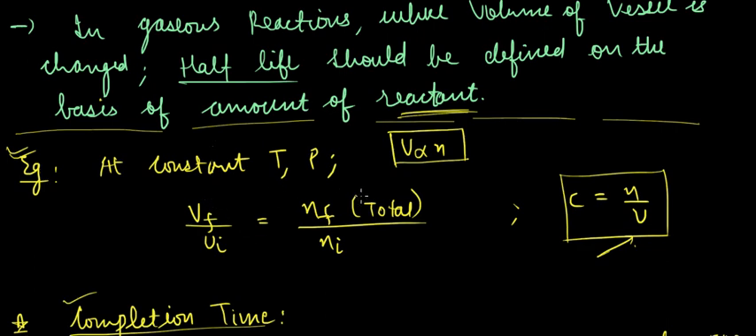where we saw that at constant temperature and pressure, volume is directly proportional to the number of moles. In this case, V final of the vessel would be equal to nf total, which would basically contain the moles of reactants which are left in the reaction after the reaction took place, added with the number of moles of the products which are formed at the end of this reaction. So nf represents both of them, and is divided by na, which represents the initial number of moles of just the reactants.